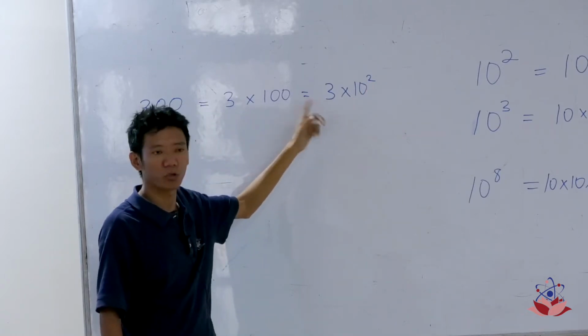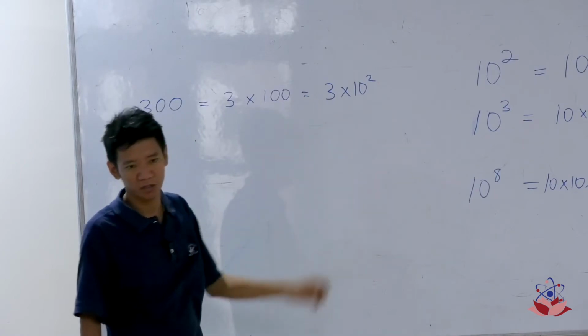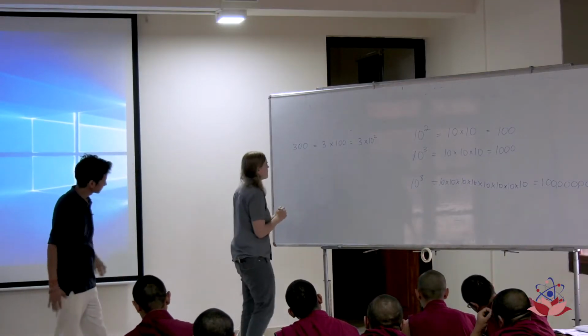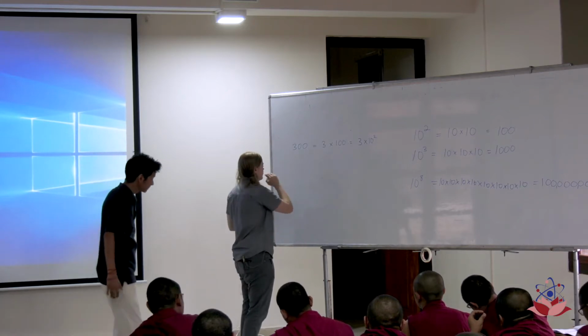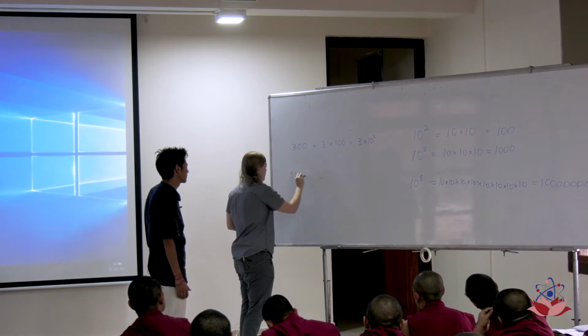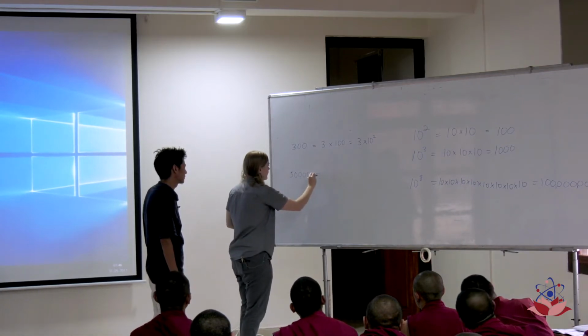So let's actually try another one. So what if I have 50,000? How can I write that?